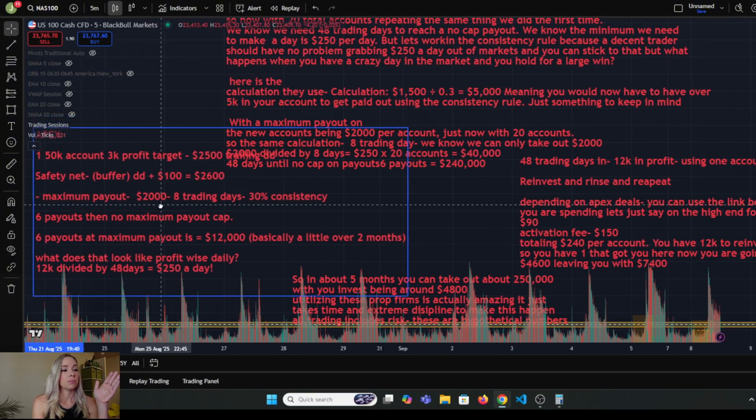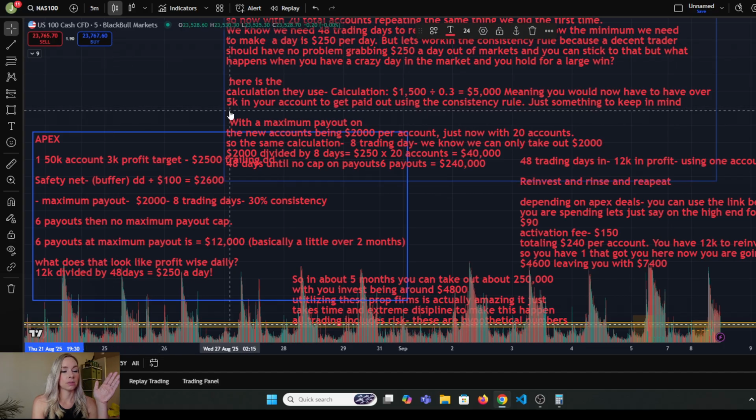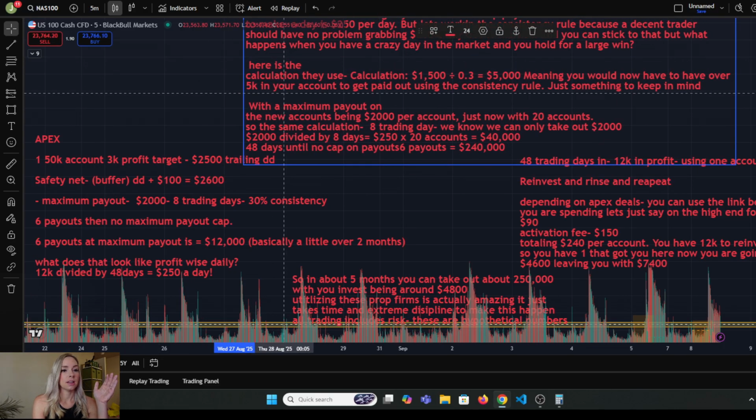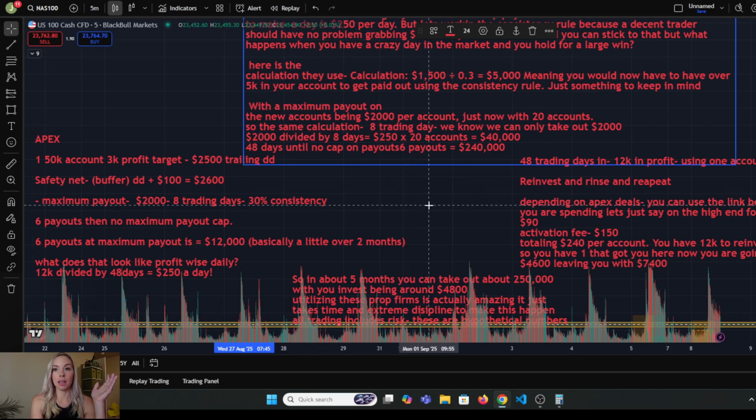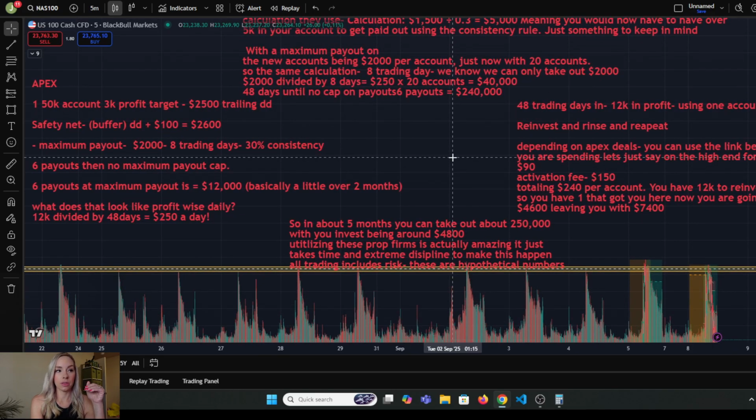So just remember that it is possible. There are ways to do this, and it doesn't have to be bottom ticking and top ticking an entire move, sitting on the chart all day long, looking for giant moves. It can be as simple as $250 a day, as simple as 13 points a day.